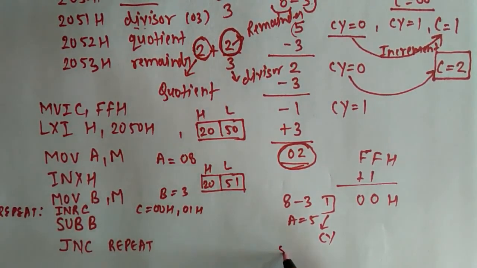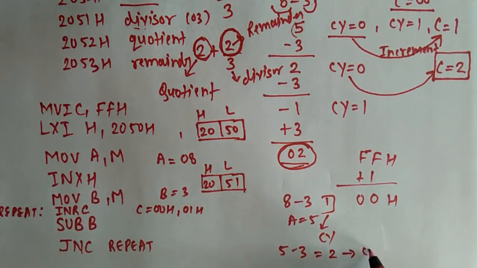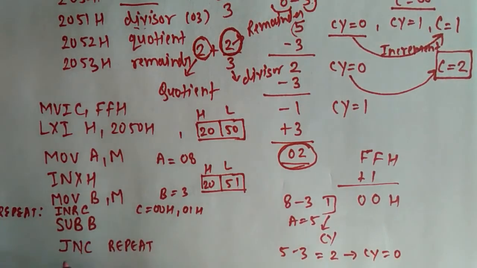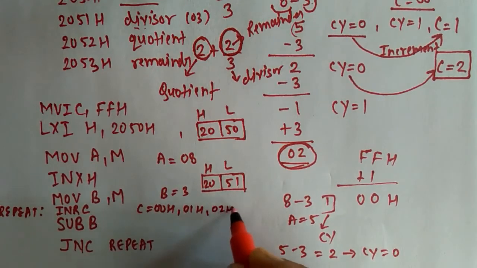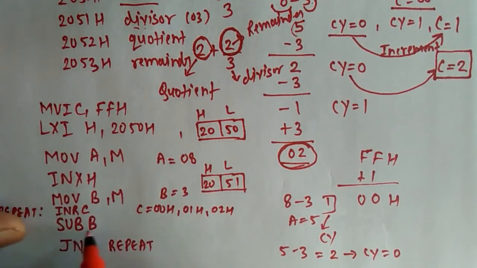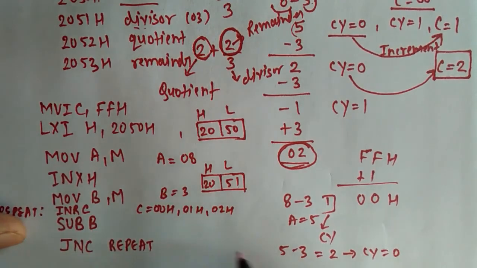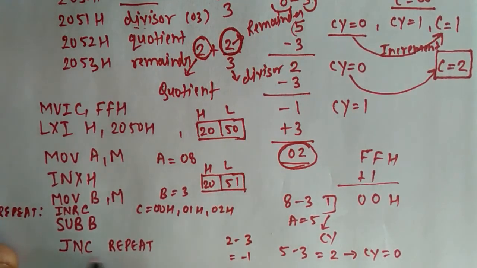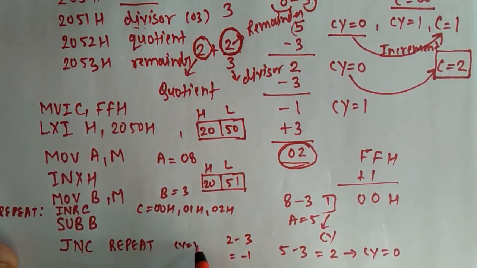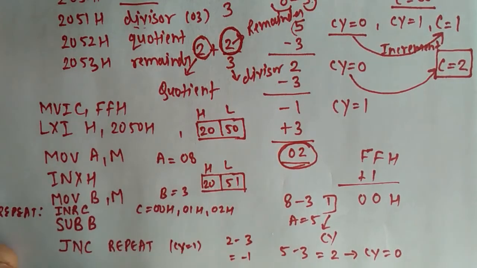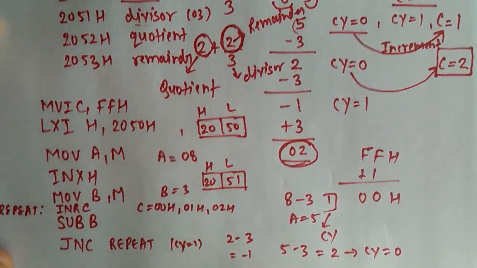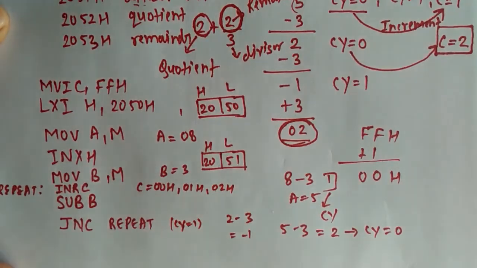Okay, again SUB B will occur. That means this time 5 minus 3 will be run, and the content of accumulator will be 2, and obviously again CY will be 0, and if CY will be 0, that means again this instruction will run, and again we will go back, and this time it will be 02H. Alright, now the content of accumulator will be 2, and when we will be subtracting 2 minus 3, in that case it will be minus 1, and obviously here a carry equal to 1 will occur. That's why microprocessor will not execute this instruction, and simply we will come out of the loop.